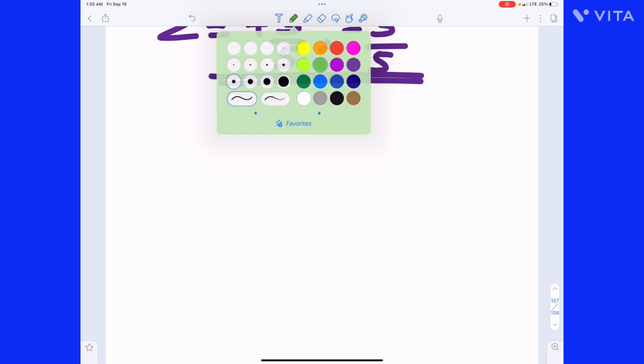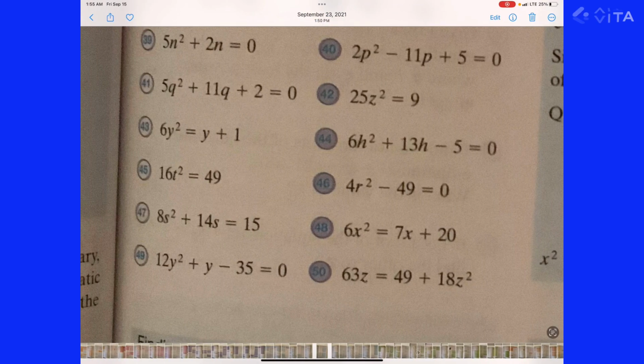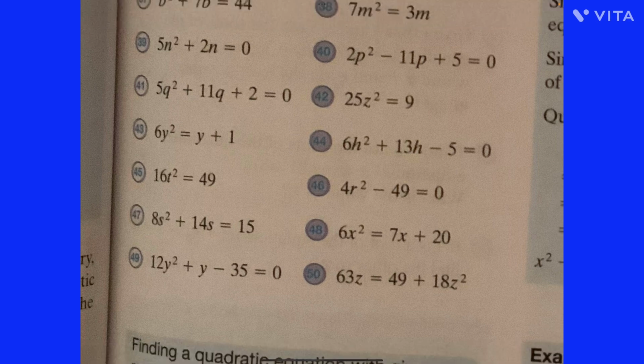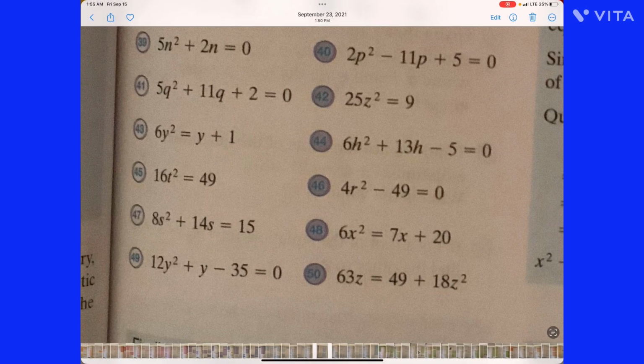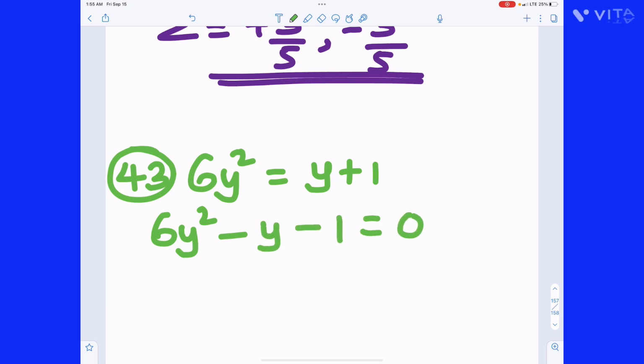Now, in question 43, what do we have? 6y squared is equal to y plus 1. So 6y squared minus y minus 1 is 0. Now, if you bring y to the left, it becomes minus y. Also, if you bring plus 1 to the left, it becomes minus 1.